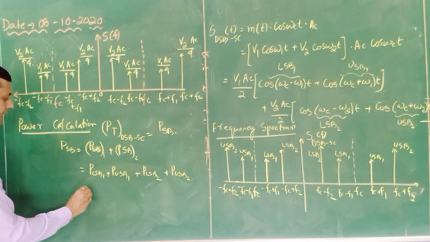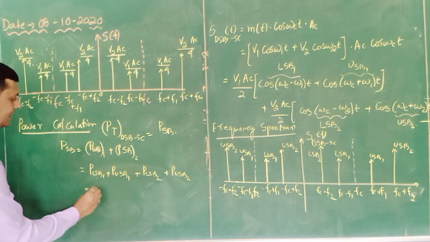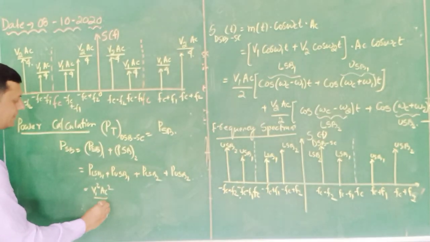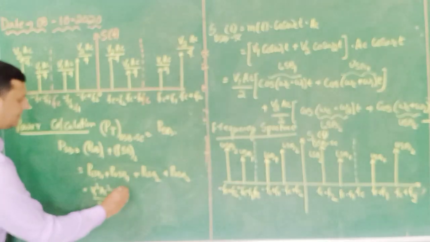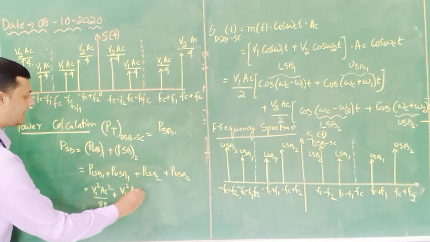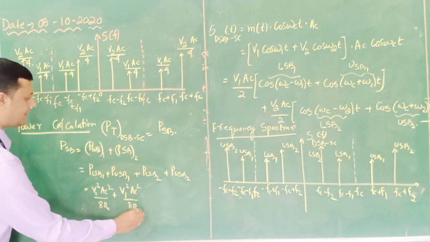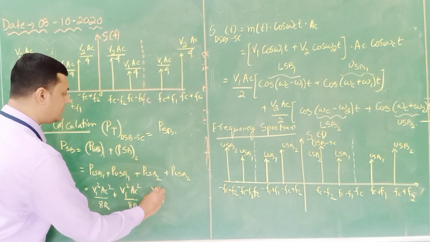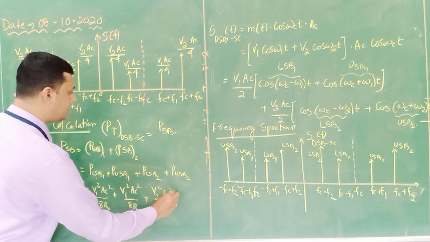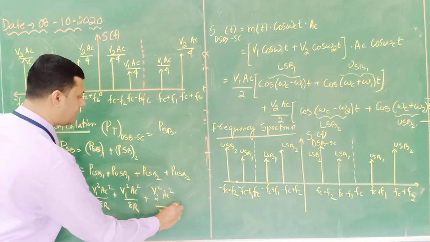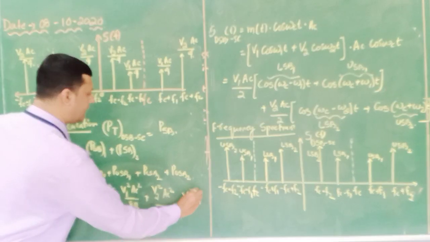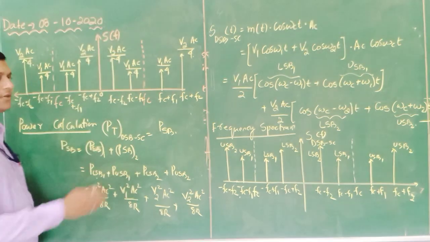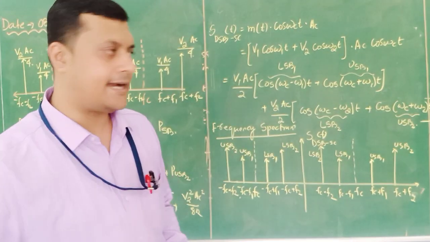Now this power we have already calculated, only we need to change V1 to V2. So the power available in the lower sideband, I can write V1 square AC square divided by 8R. For the upper sideband it is V1 square AC square divided by 8R. For the second, in place of V1 substitute V2: V2 square AC square divided by 8R plus V2 square AC square divided by 8R. So this is the total power available in the sidebands.